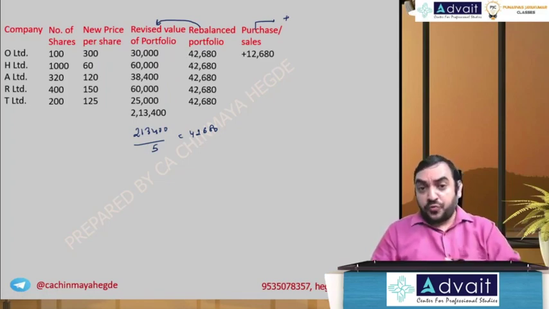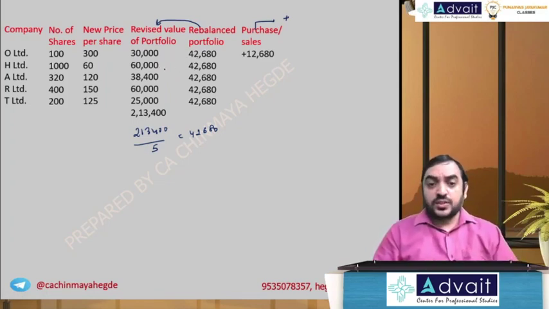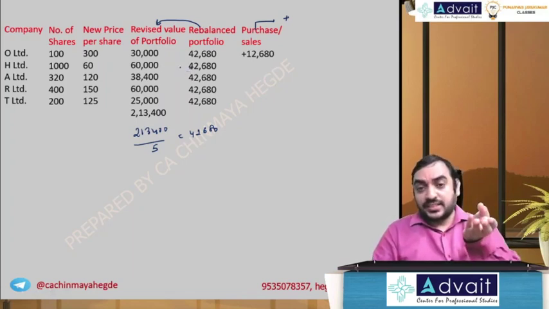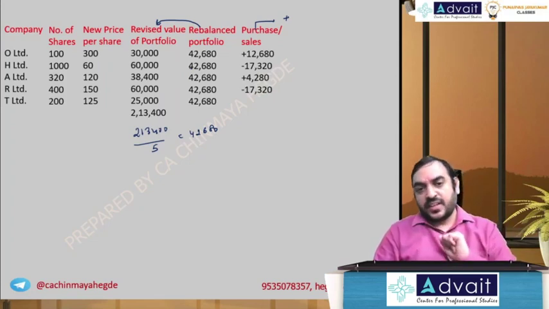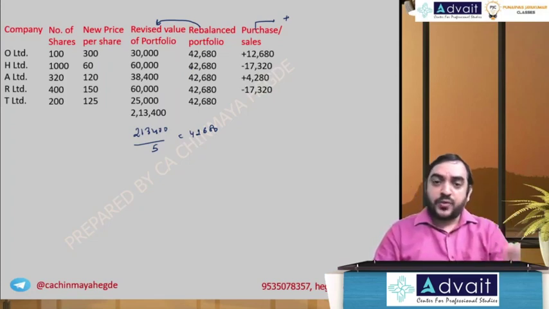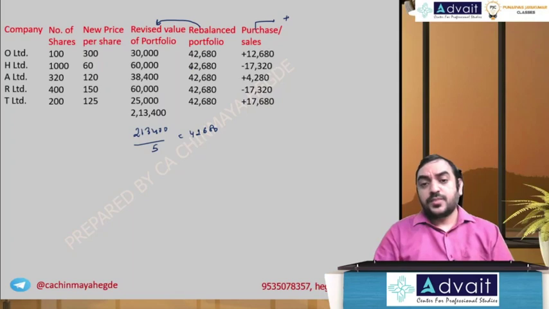It should be 42,680. It is only for 60,000. So subtract 42,680 minus 60,000. We are in excess now. So subtract, sell. Just 42,680 minus 38,400, 4,280. 42,680 minus 60,000, minus 17,320. 42,680 minus 25,000, you get 17,680. And at the end, it will definitely be 0. You can verify, because ultimately we are taking out from one and putting it into another.